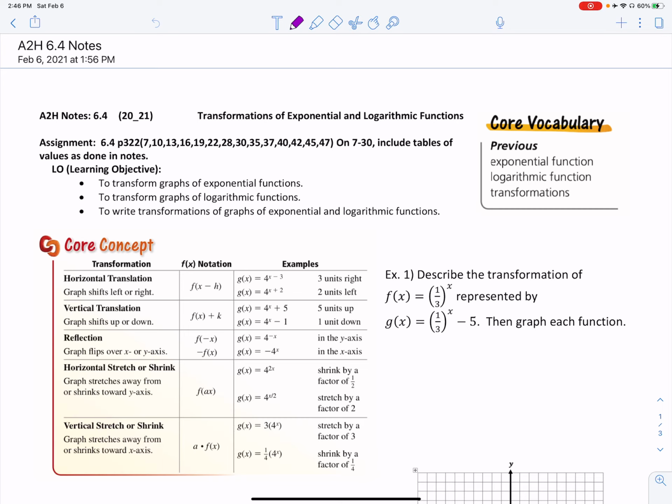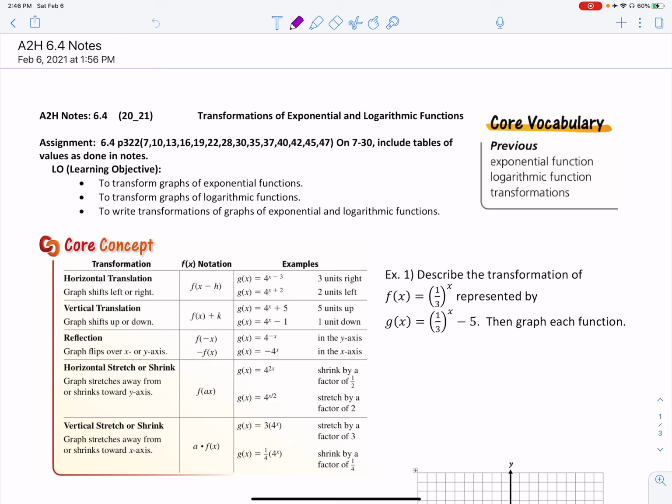Algebra 2 Honors 6.4 notes. So these are a little bit more lengthy, but follow the instructions that I'm giving you because I expect this on your homework. And it's all about transformation of graphs. And so these are going to be no calculator for the most part to get started here.